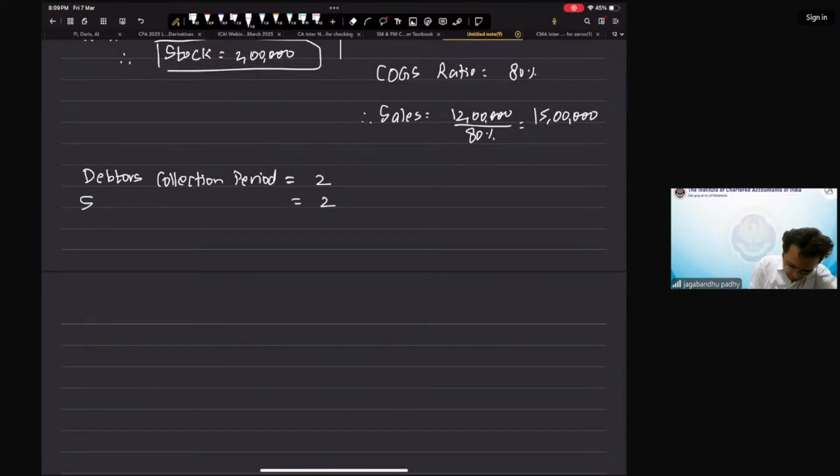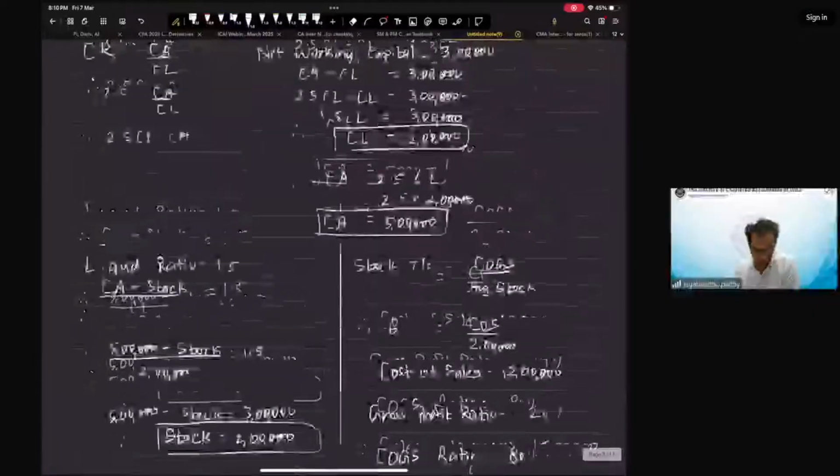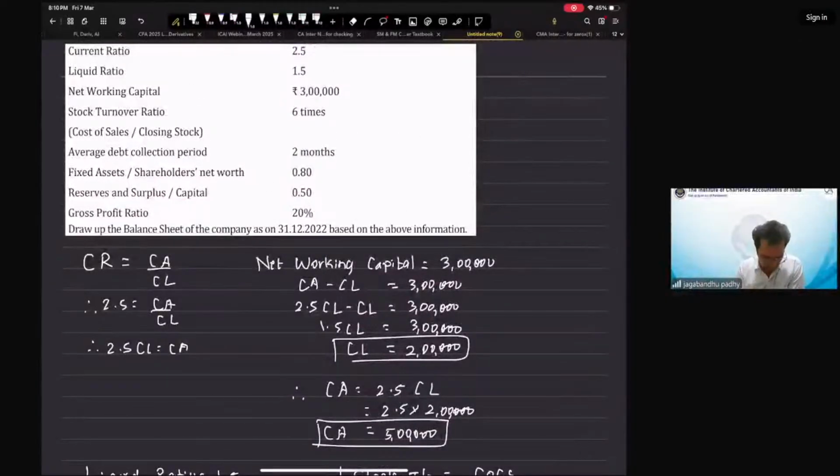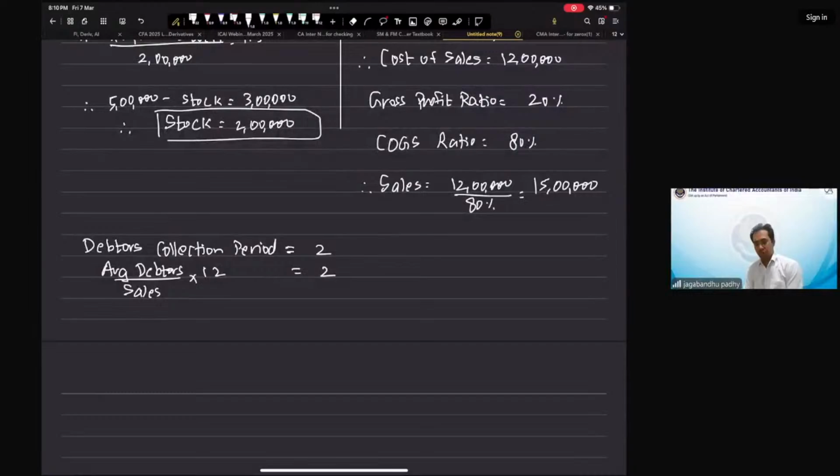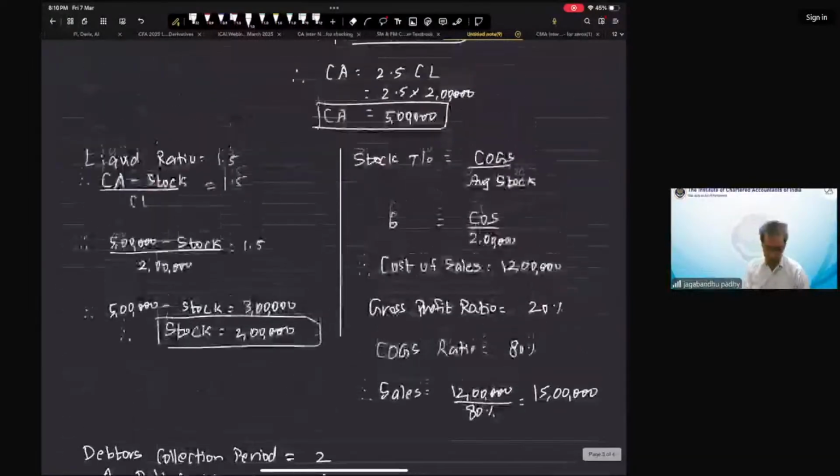How do we compute this debtors collection period of 2 months? This is computed as average debtors upon credit sales. So instead of that, we are just taking it as sales into 12. Average debtors upon sales into 12. So what will be the value of average debtors?